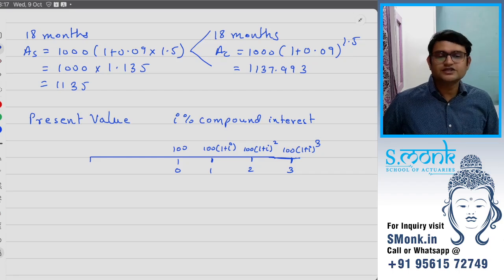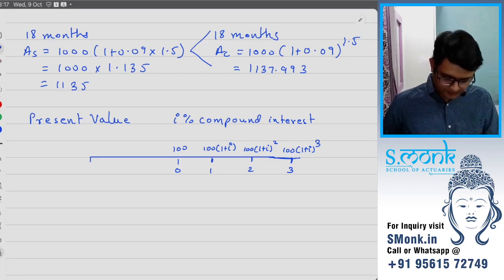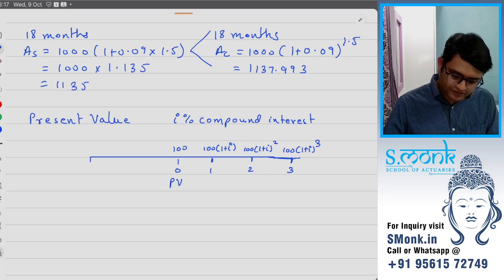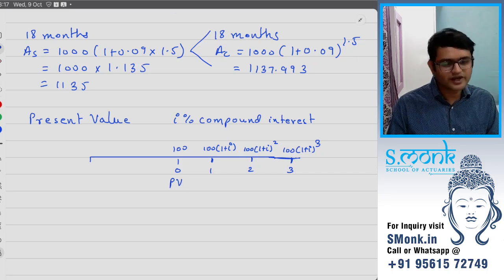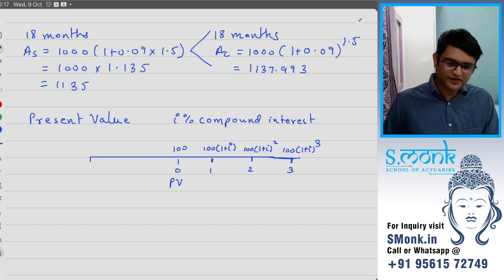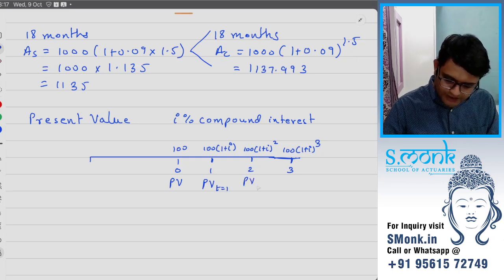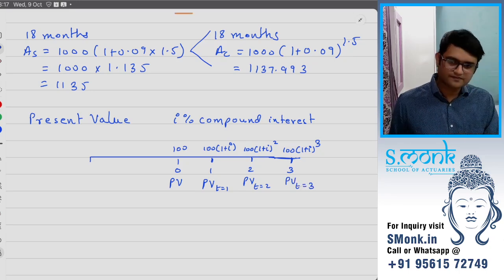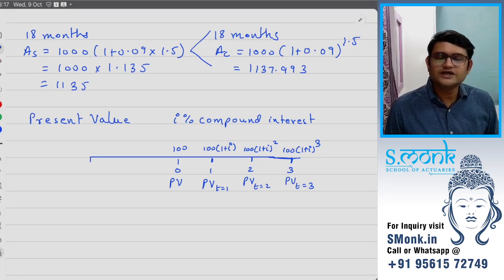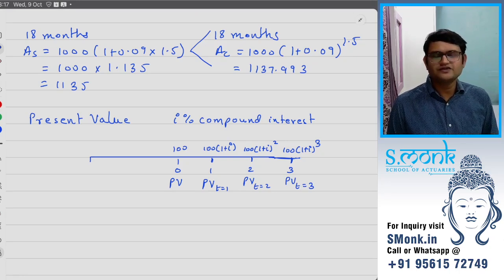Does that make sense? So this is the time value of money that you are getting. We'll say this is the present value at time 0. We don't always write 0, it does not make any difference. This is present value at time 0. This we'll call present value at time 1. This is present value at time 2. Present value at time 3. So these are all called present values, present value at that time.